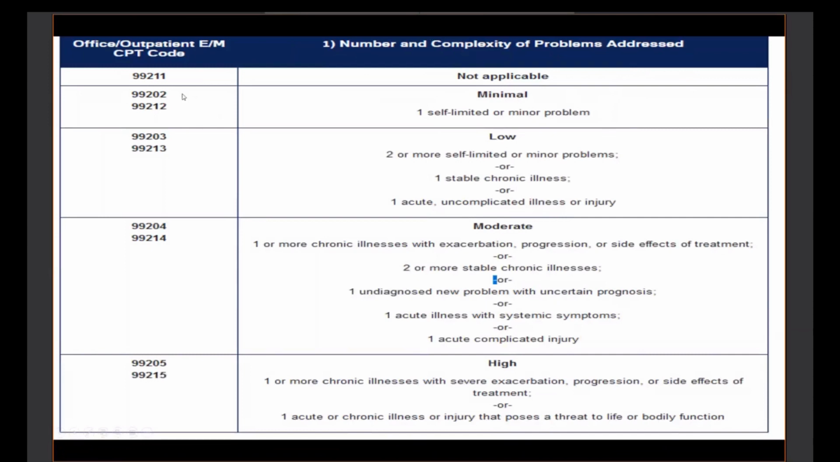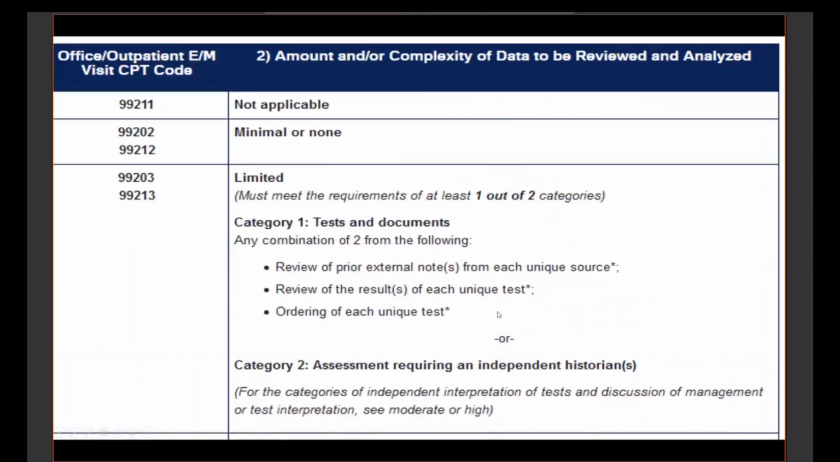The amount and complexity of data. So this is the second element that we use. And again, level 2 requires minimal or none. Level 3 must meet at least 1 out of these 2 categories. So either you have an independent historian, or in category 1, you have to have 2 from the following to qualify for a 203 or 213. The good thing is that new patient and established patients really require the same amount of elements, same amount of data. Okay.